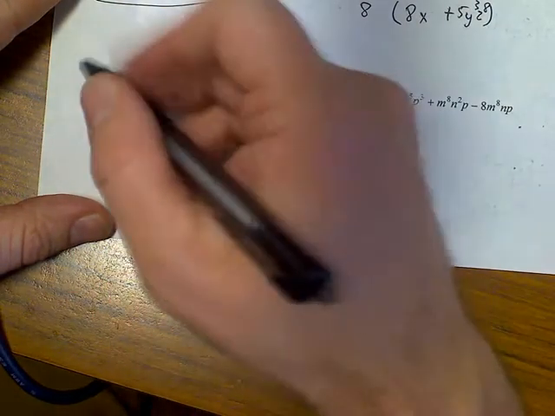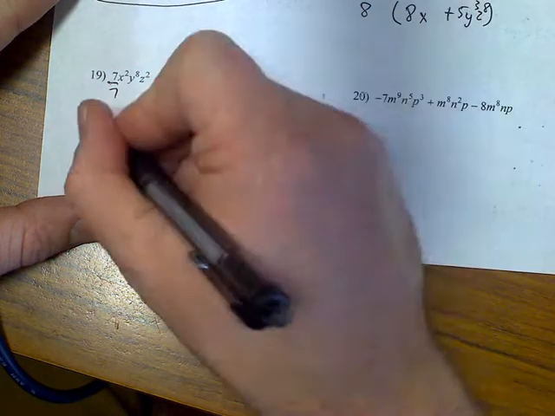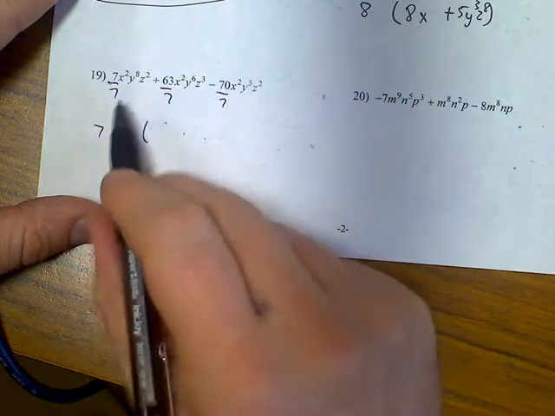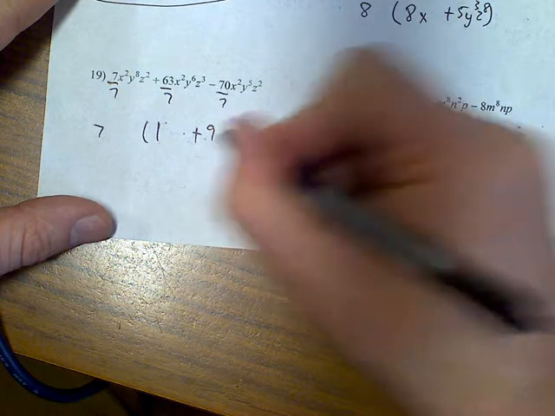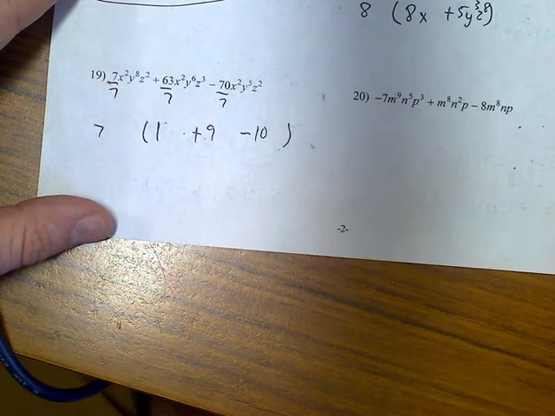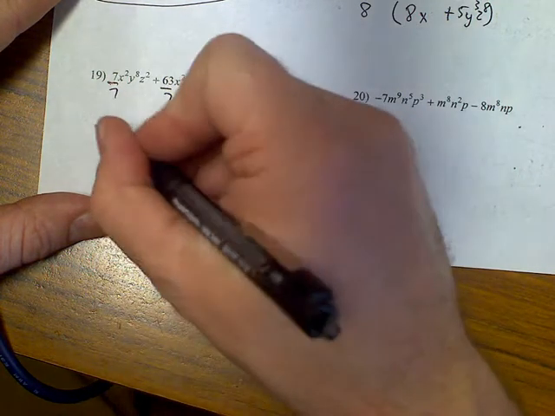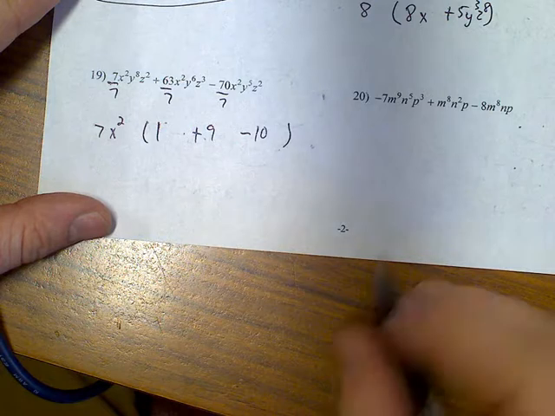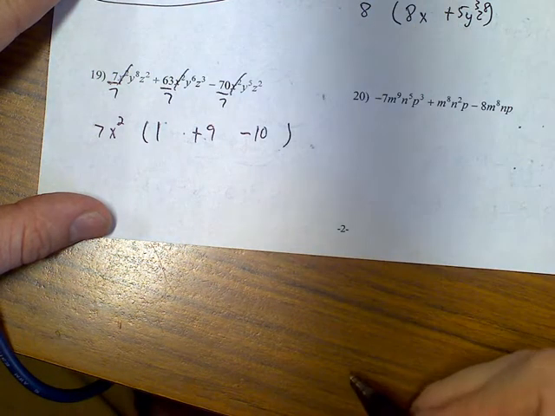Seven, 63, so I could take a 7 out, divide everything by 7. So that would leave me with 1. 63 divided by 7 is 9. 70 divided by 7 is 10. 2 x's, 2 x's, 2 x's, so I can actually take 2 x's out. That would be gone, that would be gone, that would be gone.